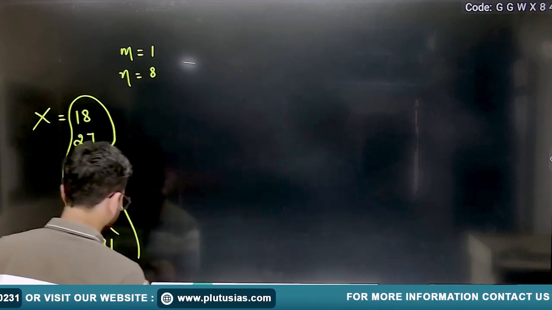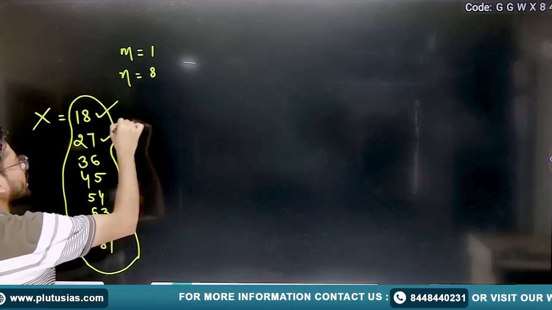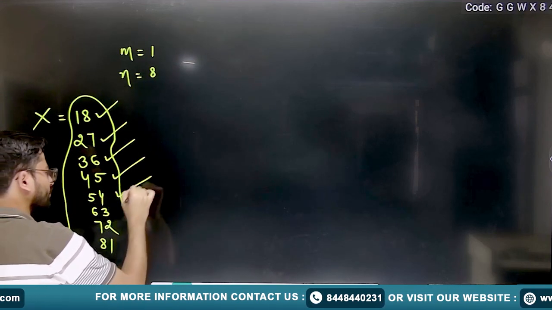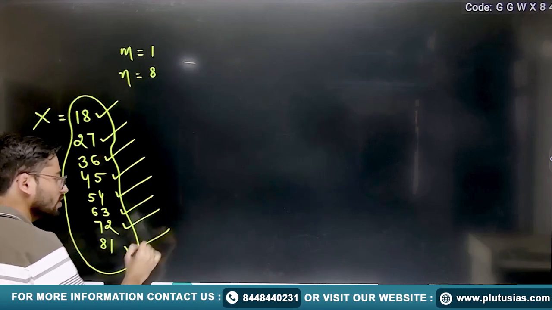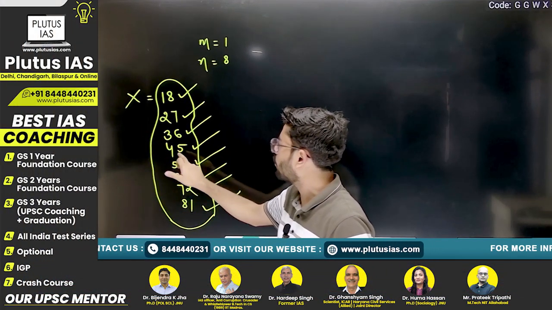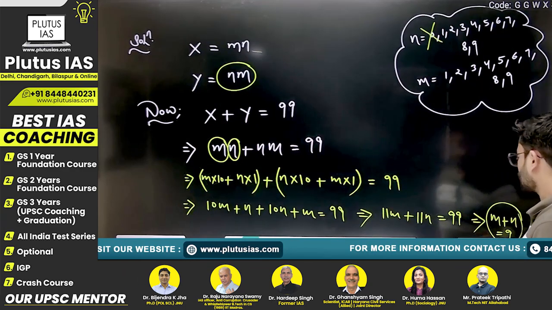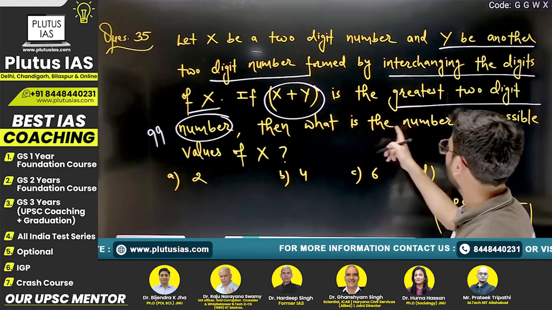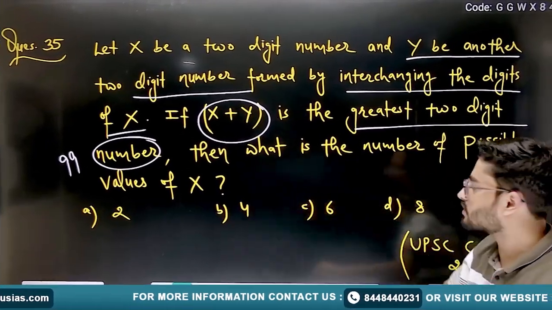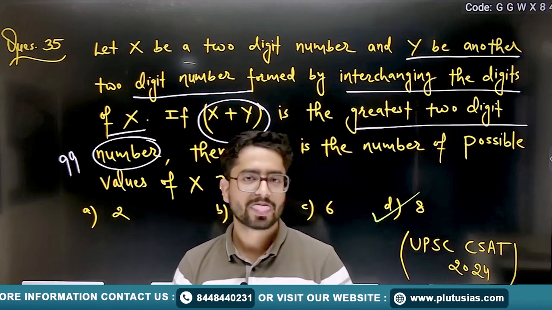तो finally हमारे पास क्या-क्या आ गया? Finally हमारे पास number आ गए x: 18, 27, 36, 45, 54, 63, 72 and 81. तो कितनी वैल्यूज x की पॉसिबल है? 1, 2, 3, 4, 5, 6, 7 and 8. तो इसका मतलब फाइनल आंसर क्या होगा हमारा? फाइनल आंसर, the number of possible values of x, कितनी आई? 8. सो D is the answer, ठीक है?